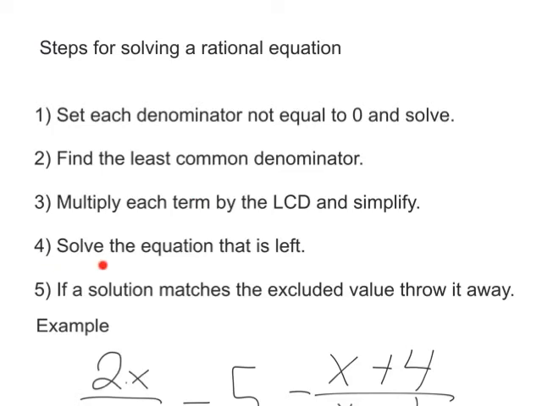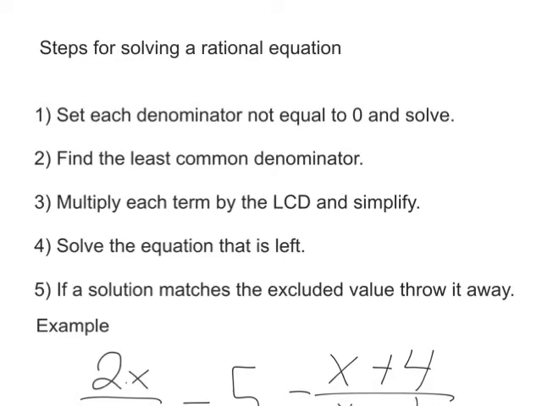Then whatever's left behind, you're going to solve that equation. You might have a linear equation left, you might have a quadratic equation, okay? And in more complicated equations, it might even be a higher degree polynomial that's left behind. Then once you find your solution, if a solution matches the excluded value, throw it away, okay? So if the only solution you get is the same as your excluded value, then you will have no solution. If you get 2 answers and one of them is the excluded value, you just toss the one that's excluded, okay?